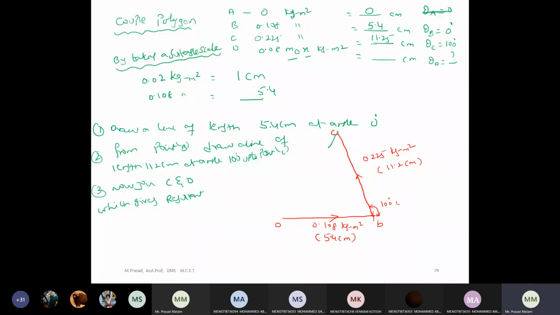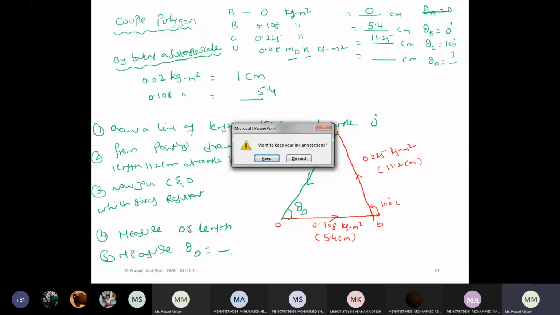Join with a straight line, join C and O. Measure this C and O. You got my point. Next step, what can you do here? Measure OC length. And the fifth step is to measure this angle, which gives us theta D. Got it? Measure theta D. This we will do with the help of AutoCAD so that we know the exact values. Okay, I will do that right now for you.